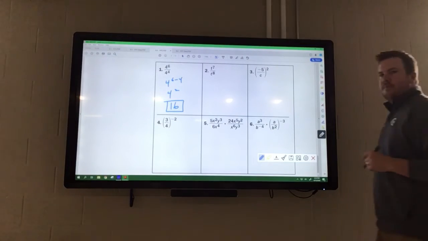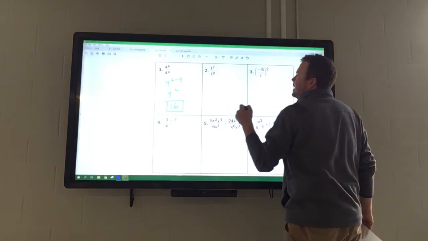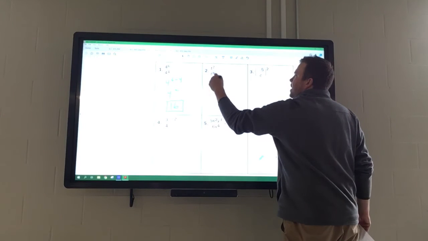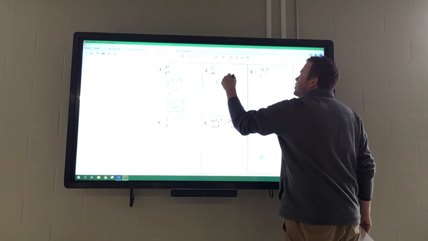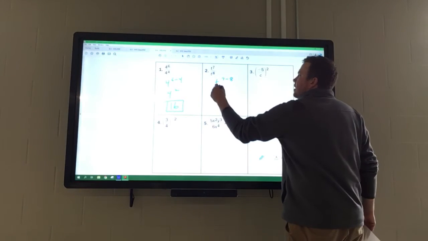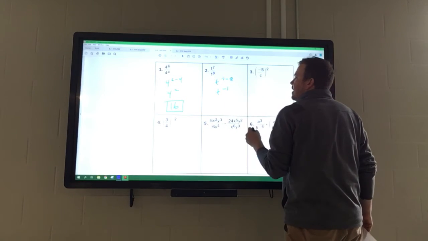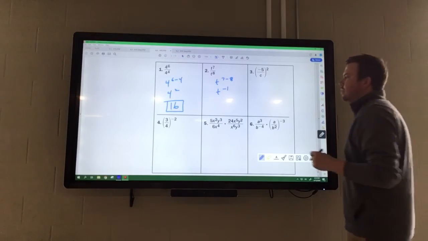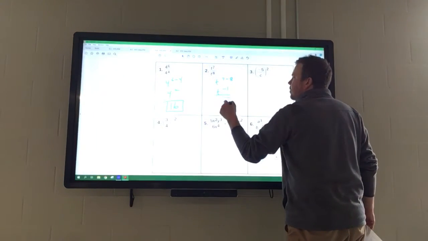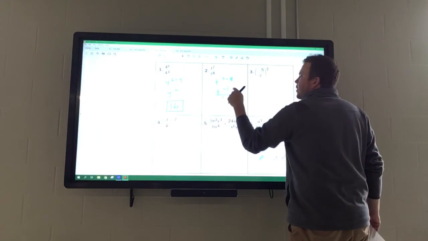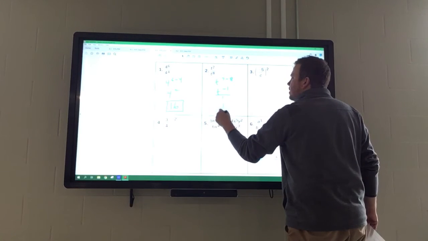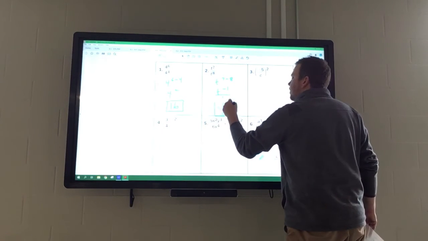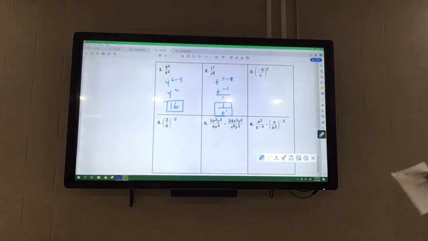Number 2. T to the 7th over t to the 8th. When I divide two powers with the same base, I keep my base, I subtract my exponents, leaving me with t to the negative 1st. Again, we can't have a negative exponent in our answer. So, we have t to the negative 1st over 1. We have the negative exponent in the numerator, so we're just going to move it down to the denominator. So 1 over t to the positive 1st.